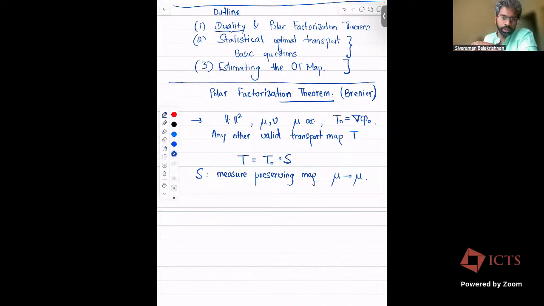So this is a different way. It doesn't invoke the quadratic cost itself. It just says one way to define the OT map is to take the polar factorization of any map and then identify the piece that's not the measure preserving piece. That will be the OT map. It will be optimal according to the quadratic cost. So you should think any other map does something suboptimal. It first moves some mass around, but it maintains the distribution. And then it does the optimal thing, which is you move from mu back onto nu.